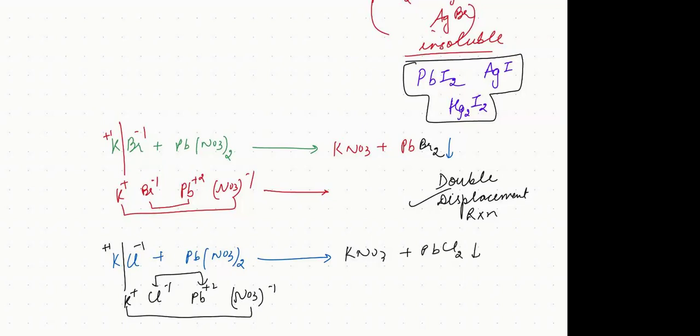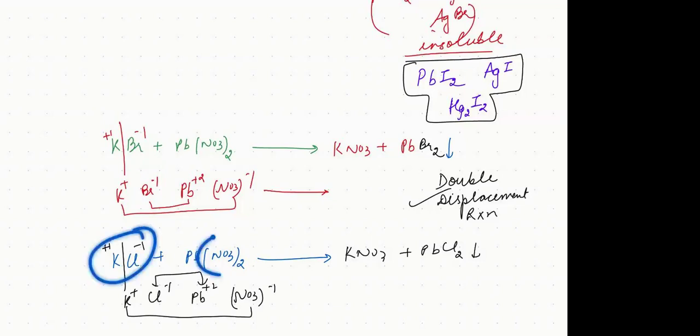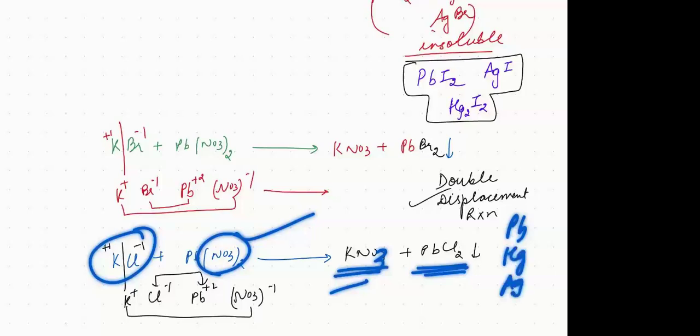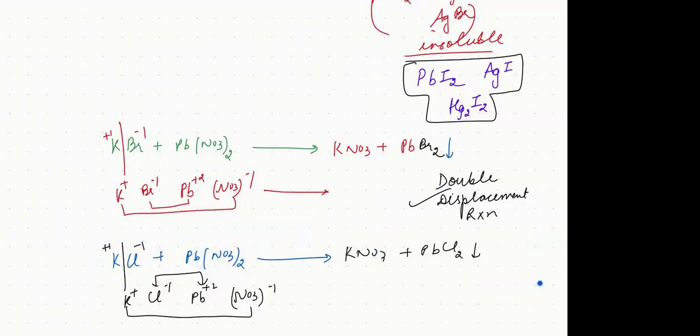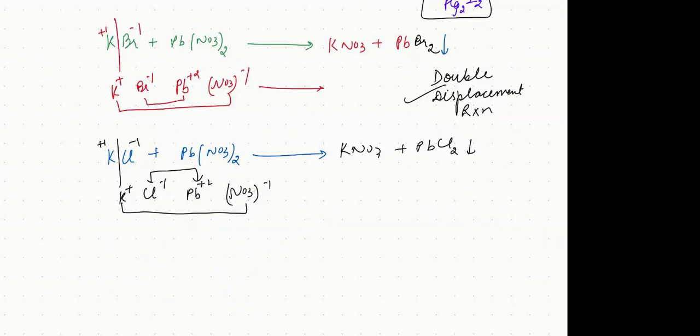How did you identify this? Because we already know that all potassium salts are soluble, and all nitrates are soluble. This is nitrate, KNO3 being formed. Nitrates are soluble, but PbCl2, all chlorides are soluble except lead, mercury, and silver. Very simple. So we know that PbCl2 is a precipitate being formed. Did you understand my point? Yes, ma'am. Any doubts in this? No, ma'am.